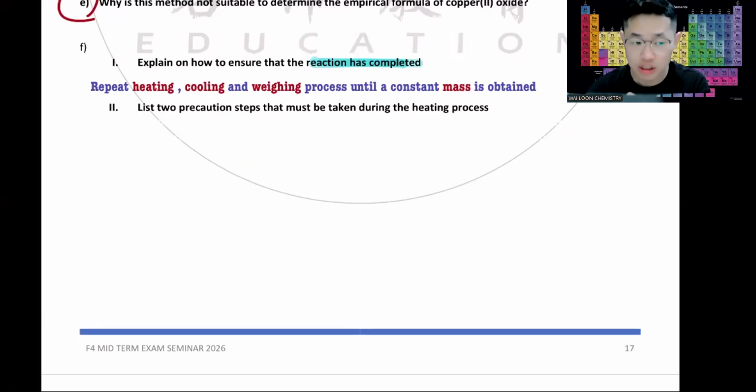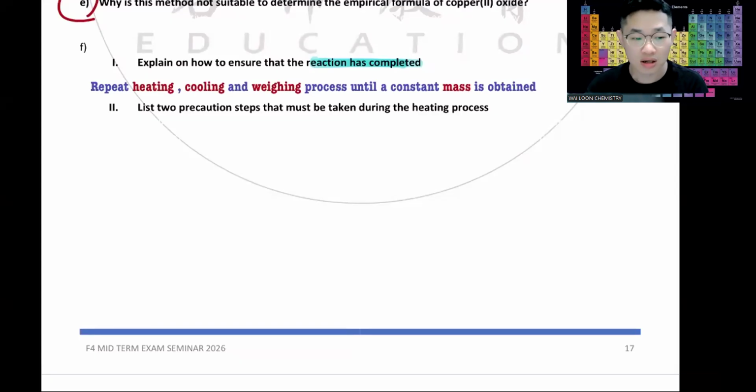It depends on your teacher, actually. Some teachers who are kind enough will accept your answer because they know the student actually understands what is going on. If the student says repeat heating, cooling, and weighing process multiple times, maybe they are okay with it, but most of the time, no. Because in chemistry, they always want to see keywords. If one of the keywords is missing, normally they will just mark it wrong.